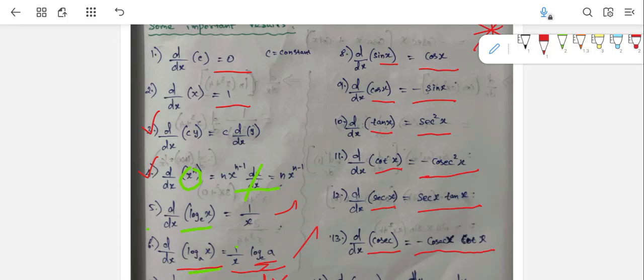So for the first two, sine and cos, just as it is. But for tan and cot, you get values in square. For secant and cosecant, you get two trigonometric values in multiplication. So these things you need to remember, guys.